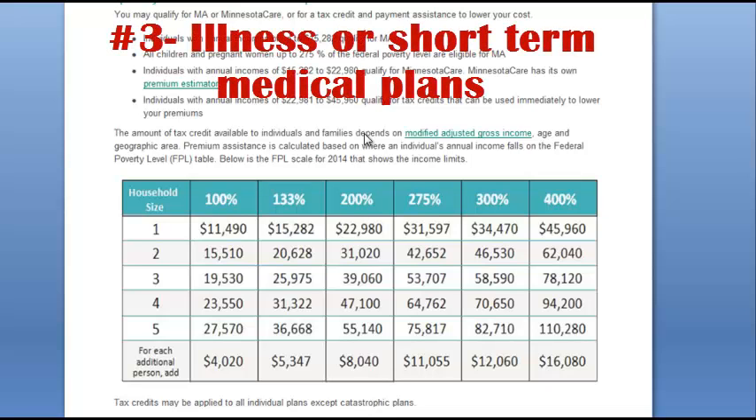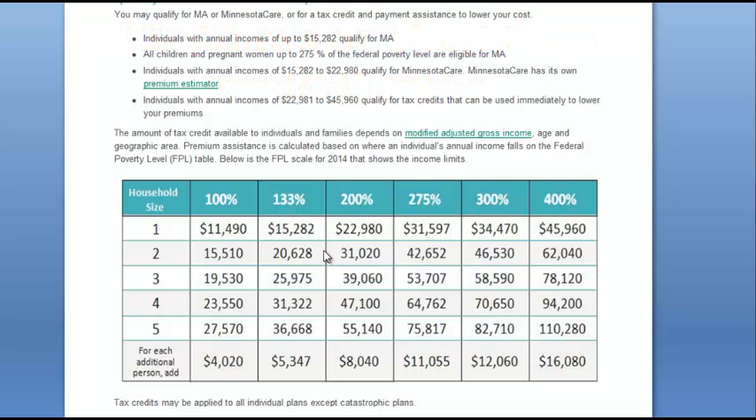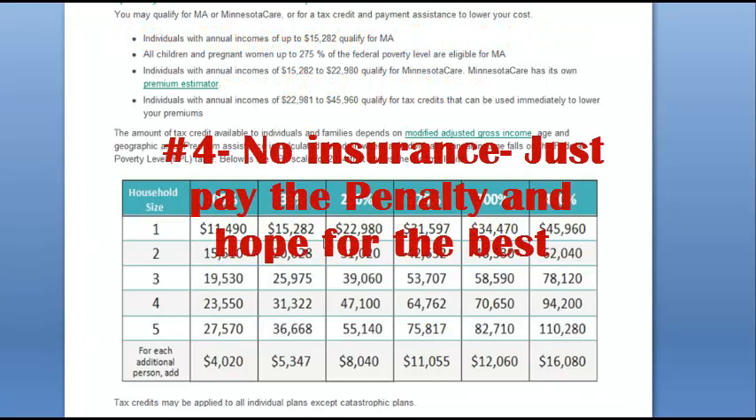Some of them are short-term health insurance. Some are critical illness plans. They are a type of health insurance, but it's not qualified health insurance. You'll probably have a penalty to pay. The last option is you don't have to have insurance, but you will have to pay a penalty.